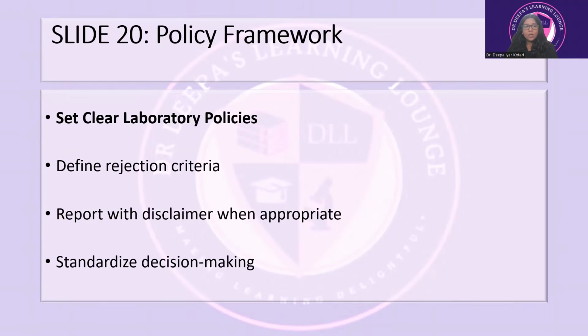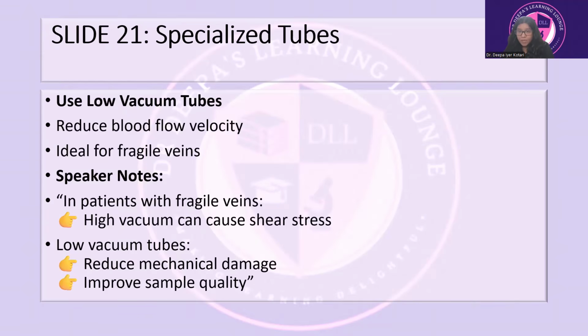Next is also that you need to have specialized tubes. There are tubes that are available now which are called low vacuum tubes, which do not over-enthusiastically agitate the sample, do not suck the sample out of the patient. So these low vacuum tubes are readily available, slightly a little more costly than the regular vacutainers, but these reduce the blood flow velocity when they are filling from the patient into the vacutainer. So it is ideal for both the fragile vein patient, and it is also ideal for patients who are prone to hemolysis. So a very important thing is that whenever there is shear stress, there are problems with hemolysis. That is where you need to take care.